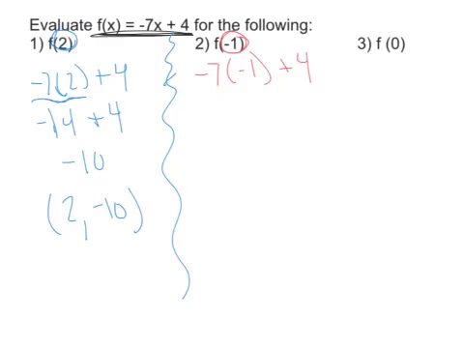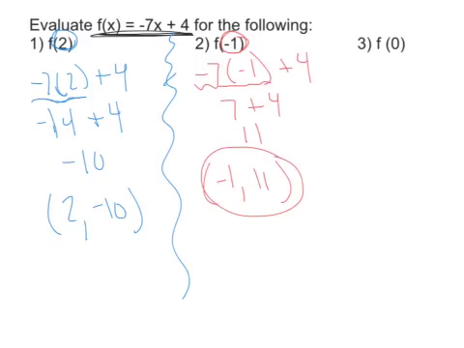So order of operations again, we're going to multiply. Negative 7 times negative 1 is positive 7. Bring down the plus 4. 7 plus 4 will give us 11. So then your answer you write as an ordered pair. In every ordered pair, x comes first, which is the number we plugged in, so negative 1, comma, and then y is your answer, which is 11. There's your answer.